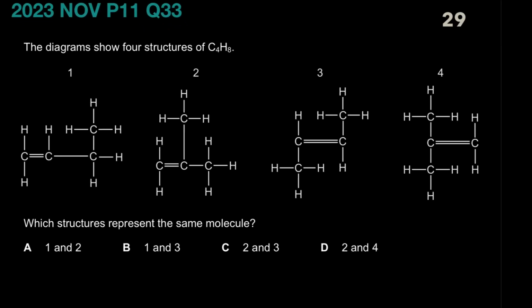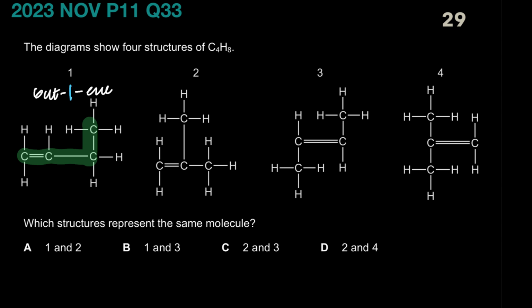The diagram shows 4 structures of C4H8. Which structure represents the same molecule? Well, again, your isomerism should be pretty strong here, and you can safely find which 2 structures are the same if you know how to name them. So if we check the name of this structure, this is meth, eth, pro, but, and because the double bond is between the first and second carbon, it's going to be but-ene. But because the double bond is between the first and second carbon, we're going to insert the smaller number.